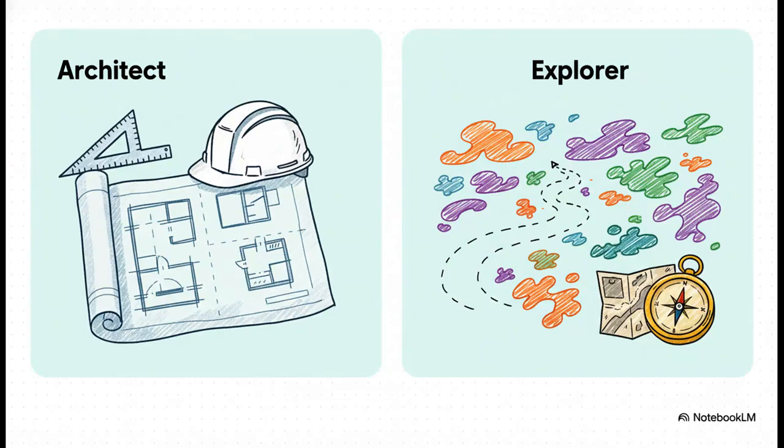Think of it like this. You can be an architect, or you can be an explorer. The architect, well, they use what's called content analysis. They've got a blueprint before they even start building, a predefined structure. That's a deductive approach. But the explorer, they use grounded analysis. They head out into the data with an open mind and let the map, the theory, emerge from the landscape itself. And that's an inductive approach.